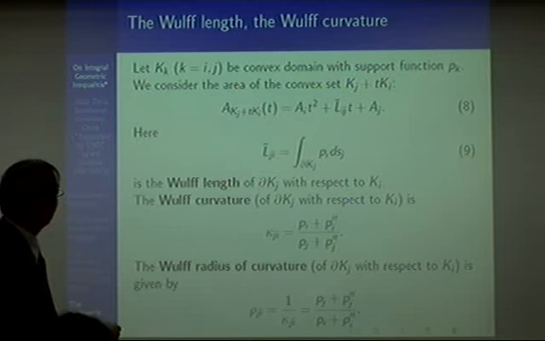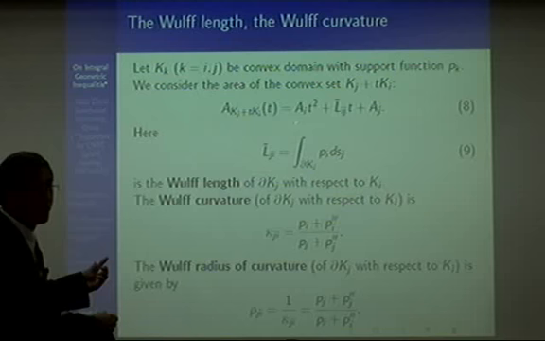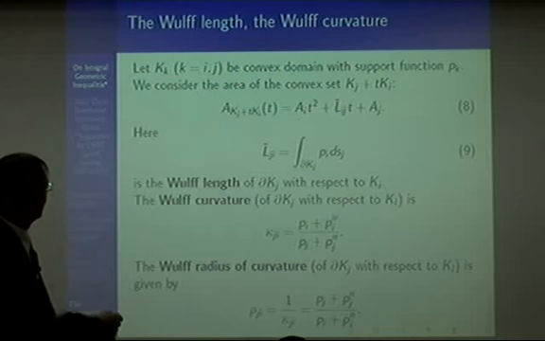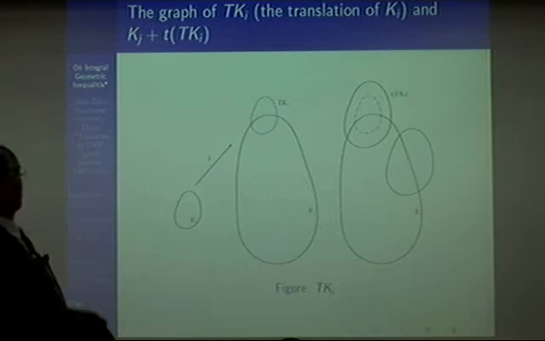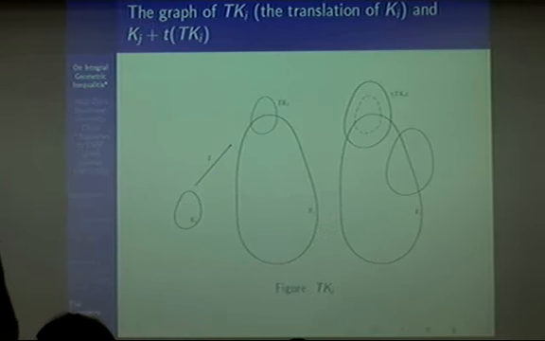So this area of the convex set is related to T. It is A_i T squared plus a middle term, that is 1, which is called the Wolf length, and this is A_ij, the mixed area of Ki and Kj. Then we have the Wolf curvature, and this is the Wolf radius of curvature, which is just the reciprocal of this. Let's look at what this actually is.